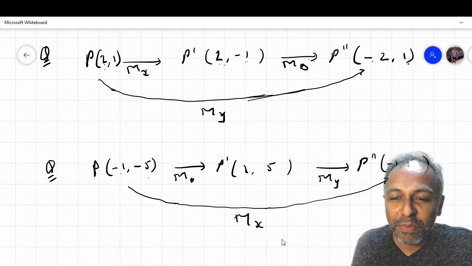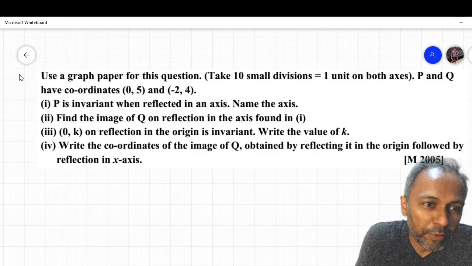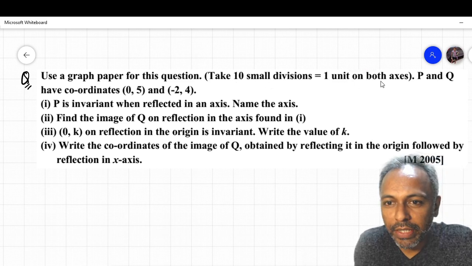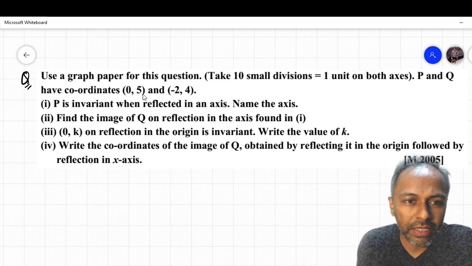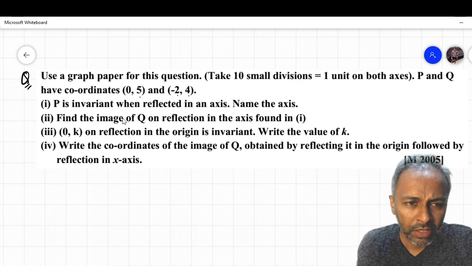Let's start with some problems. Let us take a board question. Use a graph paper for this question. Take 10 small divisions, 1 centimeter, 10 small divisions equal to 1 unit on both axes. Now they have said P's coordinate is (0, 5) and Q's coordinate is (-2, 4).